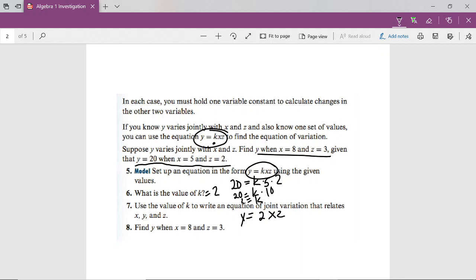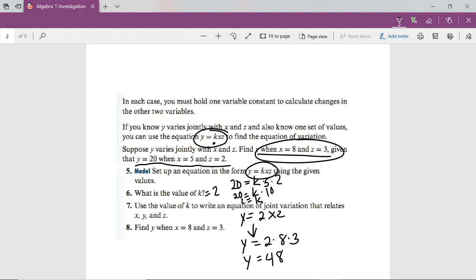And now we can actually use this second piece of information to find y. So number 8, find y when x is 8 and z is 3. So I can now use this general form with something missing. So what is y when we have 2 times 8 times 3? Well, 2 times 24 is 48. So y must be 48 in that situation.